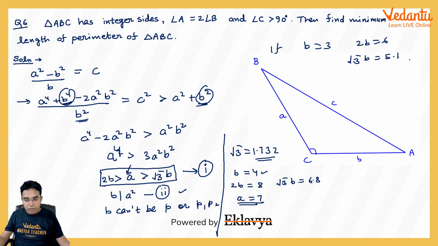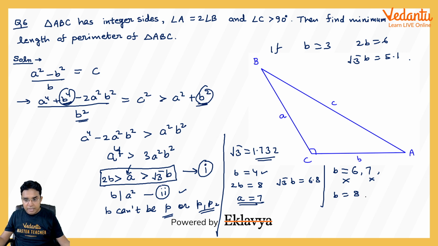So this way we will keep doing further. But taking b equal to 5, I think I should not consider because b cannot be any prime. Next I will be taking 6, but 6 is also 2 into 3 type, so this is also not possible from that hypothesis. So 7 is also ruled out. 8 can be taken.